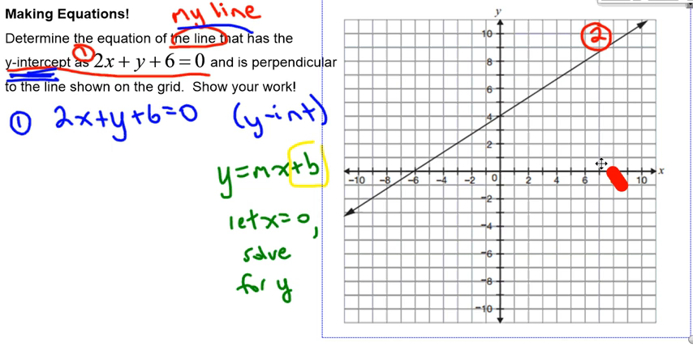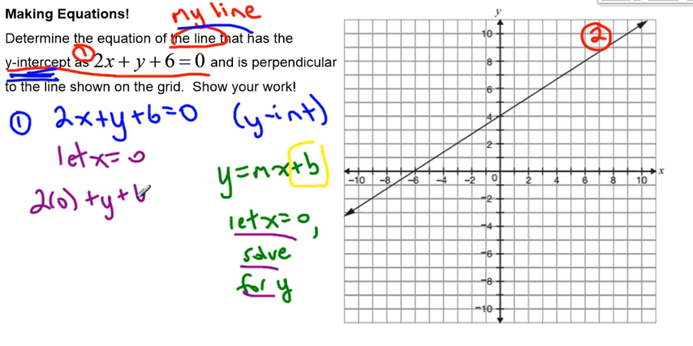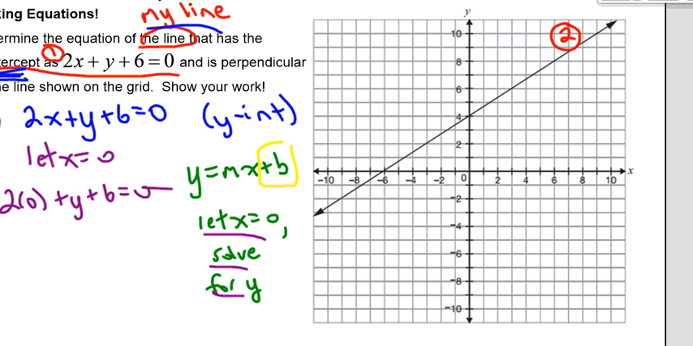Of course, whichever method you use, if you find the same answer as me, you've used the right method. But again, I'm going to use the method where I let x equal 0, because if I let x equal 0, I can find the y-intercept. I've substituted 0 in for x, and now the only unknown variable is y.